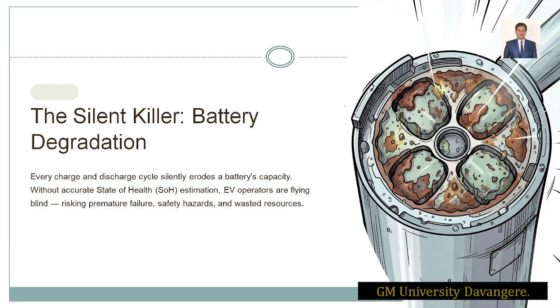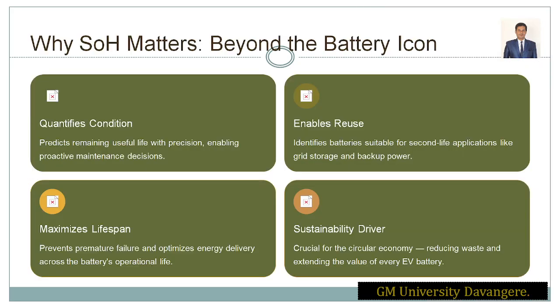Battery degradation is one of the silent killers which we will not be knowing about, right? It is happening inside the batteries. We have to check what is happening inside the batteries. We have to estimate the battery conditions, the health conditions, the charging condition, and the discharging conditions, right? All this makes a lot of impact on degradation, premature failure, safety hazards, as well as wasted resources.